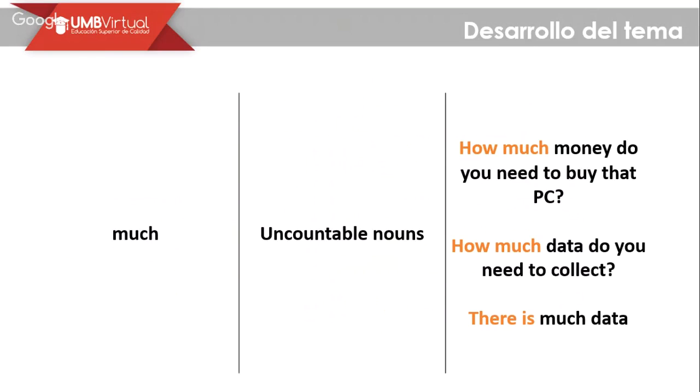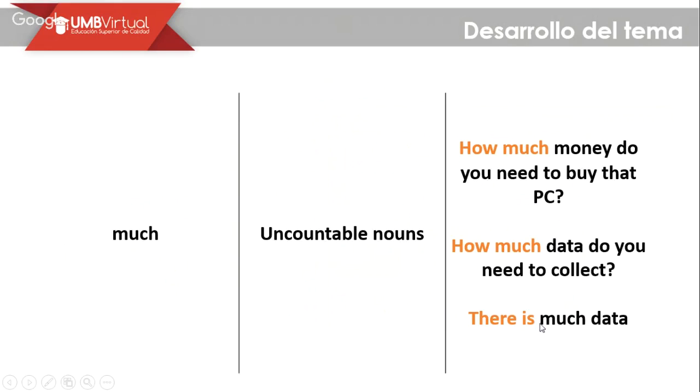For this information, you are referring to how much money? Okay, it could be, for example, there is a lot of money, or there is little money. It depends on the information you really want to mention. So how much data do you need to collect? It could be a lot of data or no data, but it depends on how much you need. And there is much data.